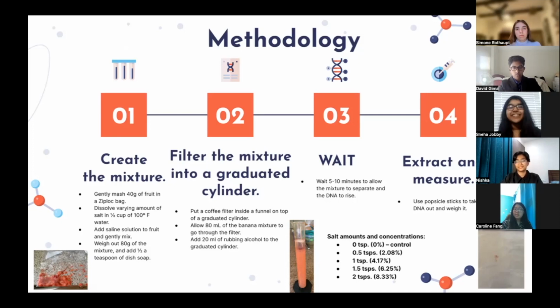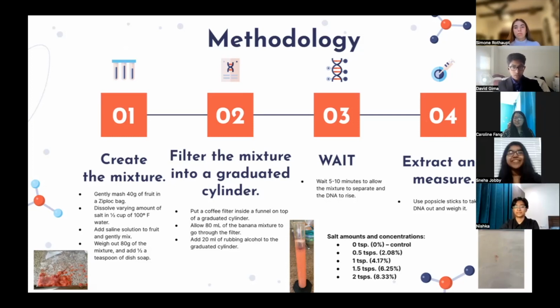About 80 milliliters of the mixture was then weighed out, and half a teaspoon of dish soap was mixed into it. Soap, being both hydrophilic and hydrophobic, has a compound that can remove fats and proteins, so it can break apart cells, which are held together by fats and proteins. Breaking this membrane releases the DNA in the cells.